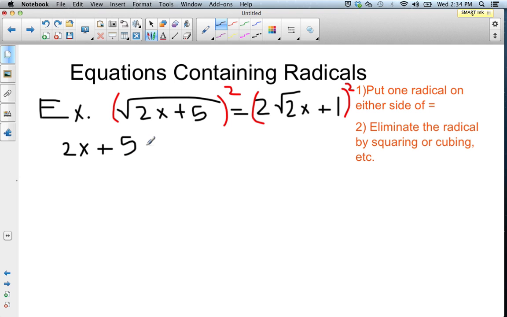On the right side, however, I have a plus sign in the middle here, so I cannot just distribute this square inside because of the plus. If it was multiplication, we could, but since it's addition, we can't. So we need to double distribute. We have 2 times square root of 2x. The whole 2x is under the radical. Plus 1 multiplied by itself. 2 times square root of 2x plus 1.